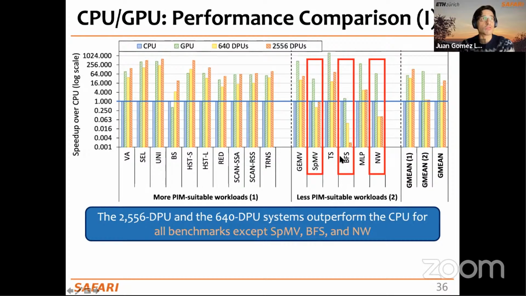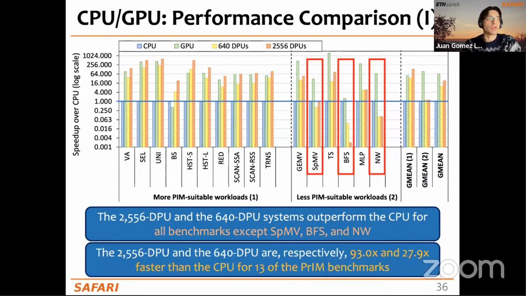The first observation from this plot is that both UPMEM-based PIM systems outperform the CPU for all benchmarks except these three, SpMV, BFS, and NW. This is not a surprise because, as we have seen in the strong scaling experiments before, these three benchmarks suffer from load imbalance or excessive inter-DPU communication that is essentially making the performance of these three not so great on the UPMEM-based PIM systems.